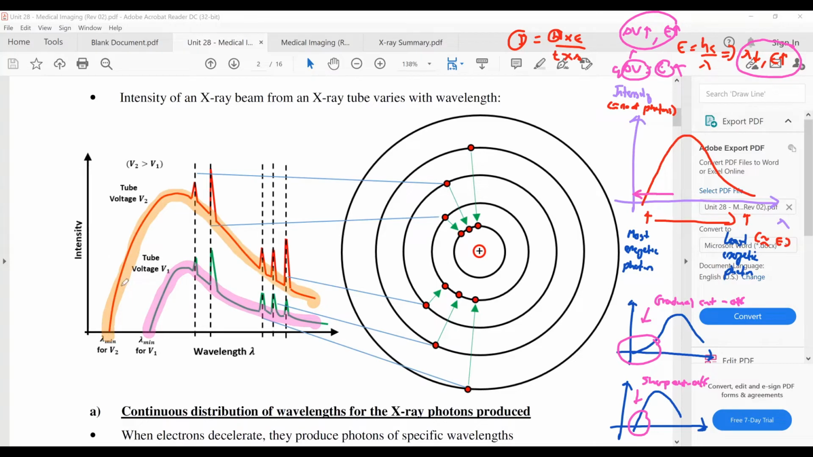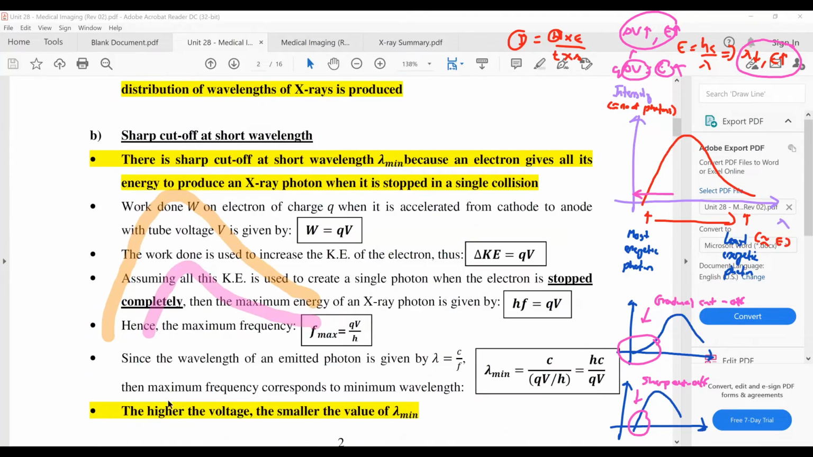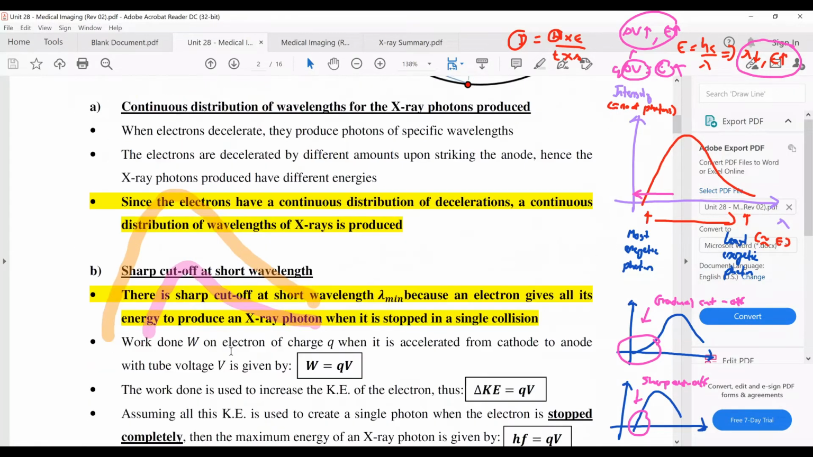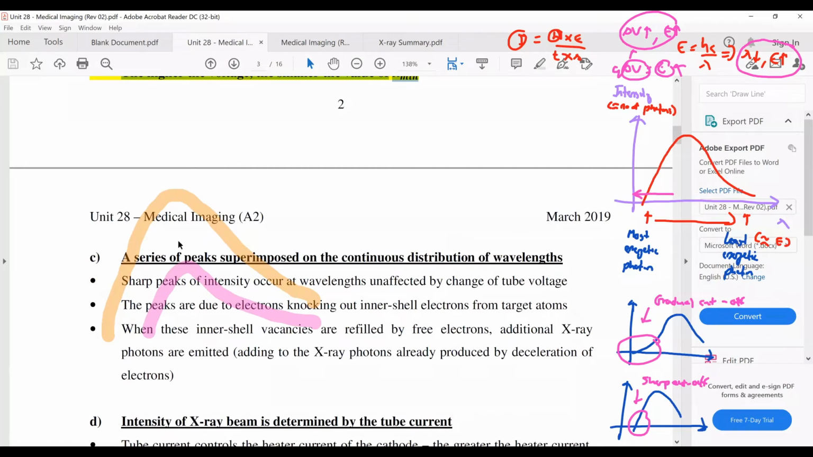That's how this shape came about. All right. That's what this statement here is referring to. The higher your voltage, the smaller the value of your smallest wavelength. All right. Okay. Now the other things that we will also ask you is this.